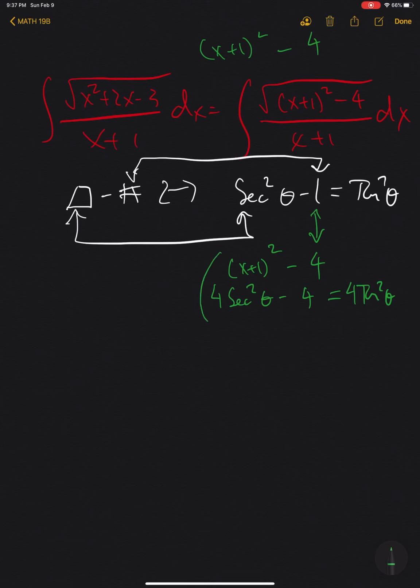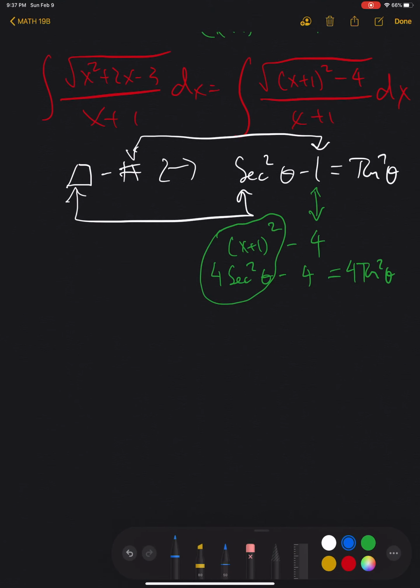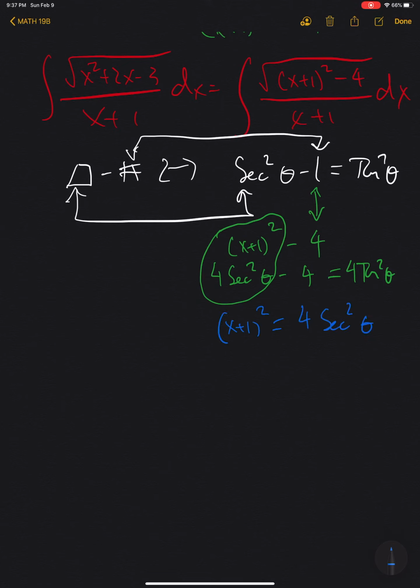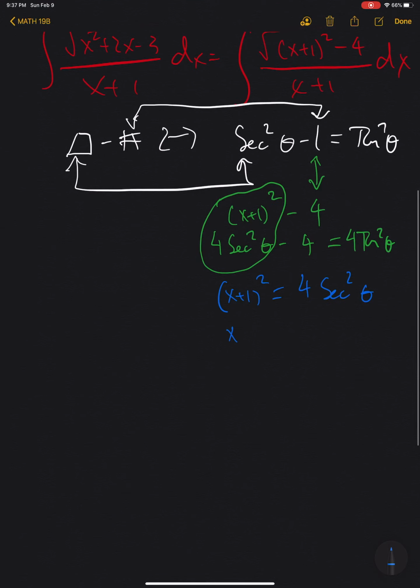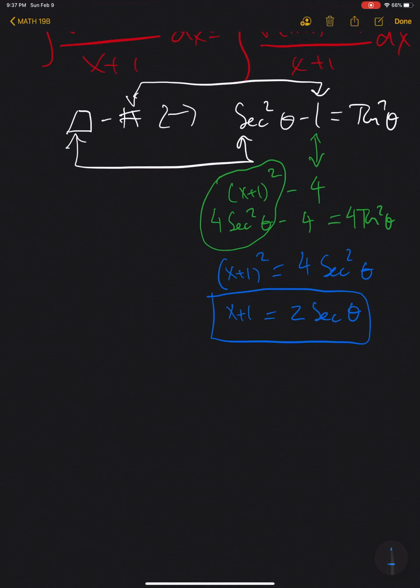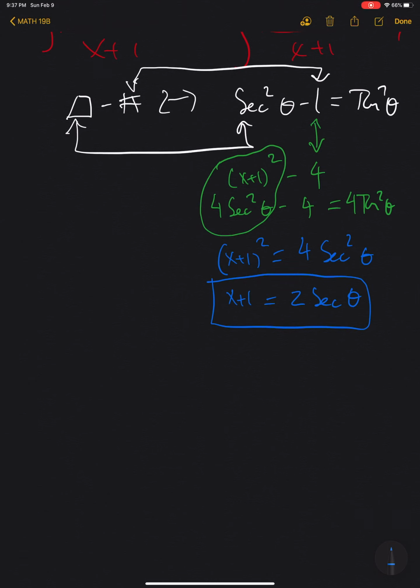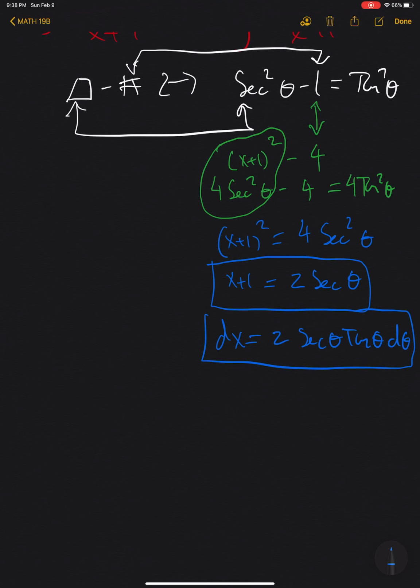So then that means that the squares should match each other, which means that x plus 1 squared should be the same thing as 4 secant squared theta. And if we take the square root, that will give me the trig identity that I was looking for: x plus 1 equals 2 times secant theta. So this is the trig substitution that we're going to do. And if we take the derivative on both sides, then we'll get dx equals 2 times the derivative of secant theta, which is secant tangent. So these are the two things that we need.